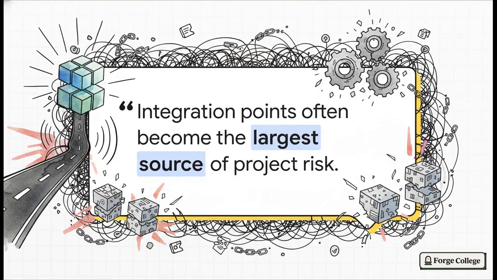And here's the harsh reality of enterprise engineering. It's almost never the fancy cryptography that fails. Instead, integration points, things like your APIs, data mappings, and governance policies, almost always become the single largest source of project risk. It's the glue holding the old and new systems together that gets messy.